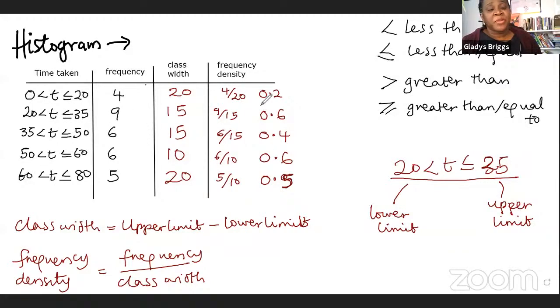So now we got all the information we need. We just need to plot the graph now. We need to draw the histogram. And usually we plot the frequency density against the upper limit of the data. Okay, so you're plotting this one and this one, and so on down the table. So get your graph paper ready.